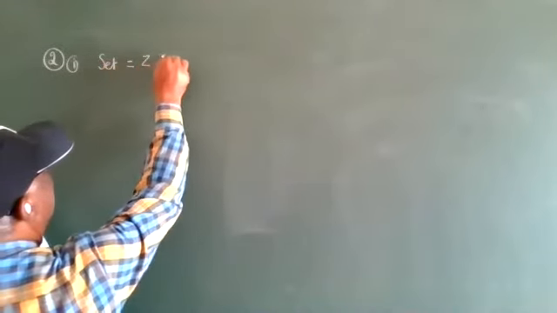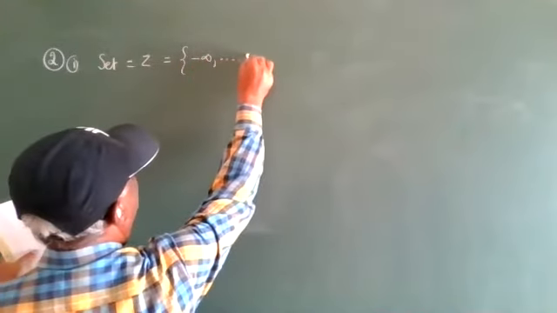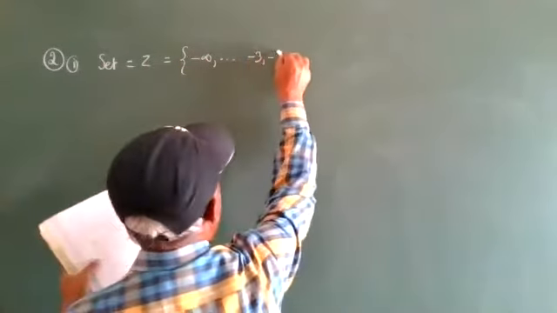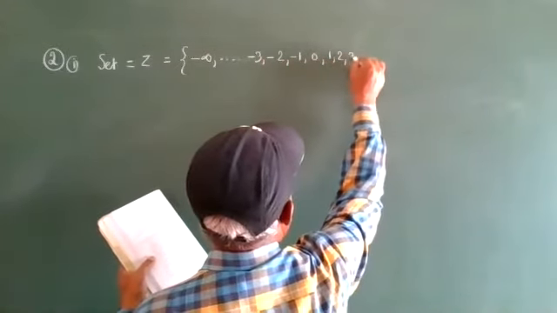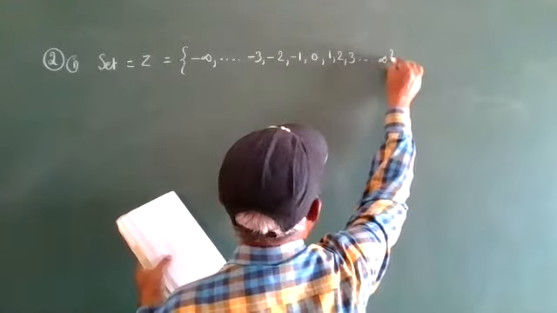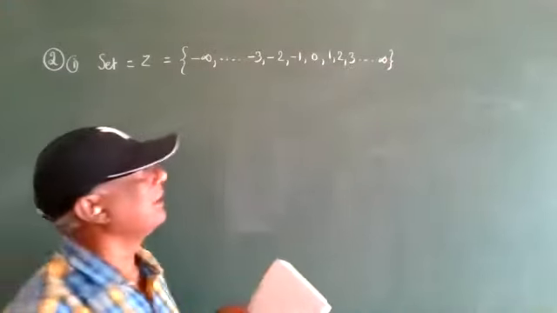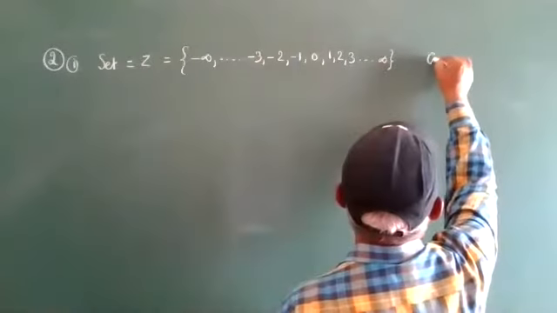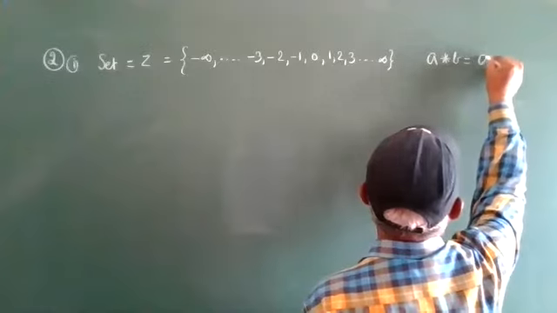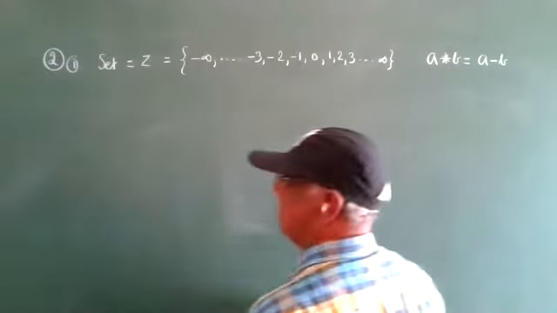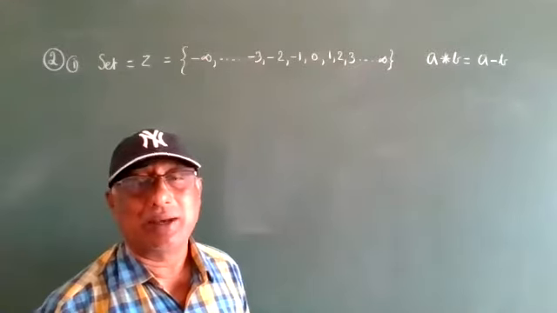The set is given by Z. Z means, as we already know, the integer set: minus infinity, dotted, minus 3, minus 2, minus 1, 0, 1, 2, 3, dotted, up to infinity. A star operation is given: A star B is equal to A minus B. First element minus second element. Star is the minus.